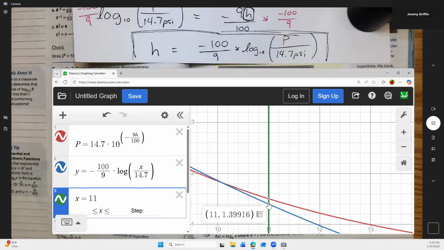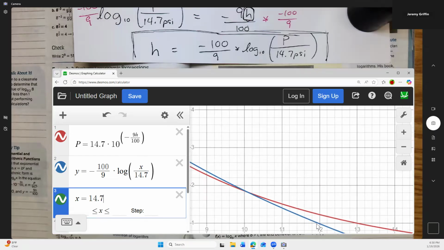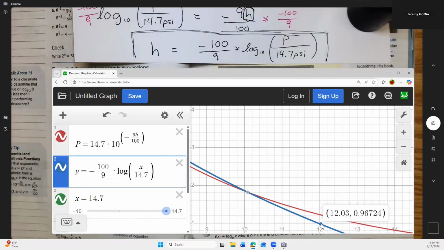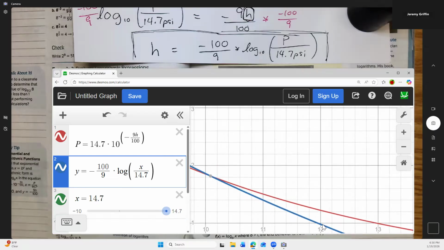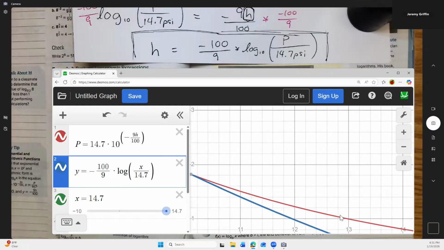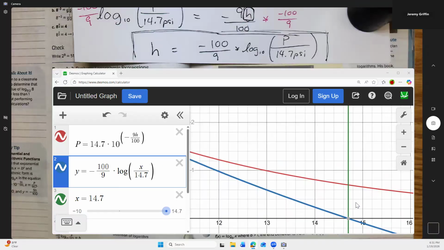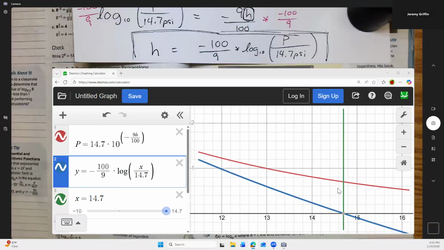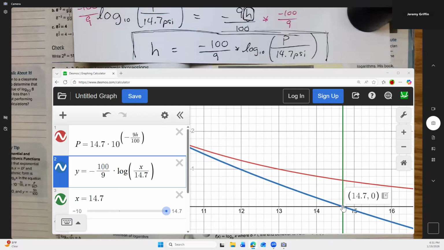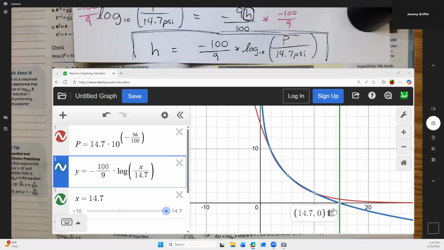Hey, by the way, what if the pressure outside was 14.7 psi? Shouldn't your altitude be 0? Okay, let's see. Oh, did it go away? I don't know why it was glitching like that. Okay, there we go, that's it right there. If the pressure outside is 14.7 pounds per square inch, that corresponds to 0 altitude. So two different curves going on right there.